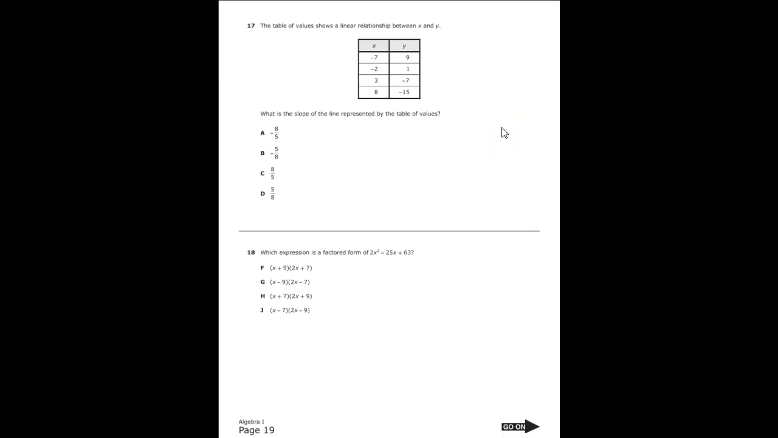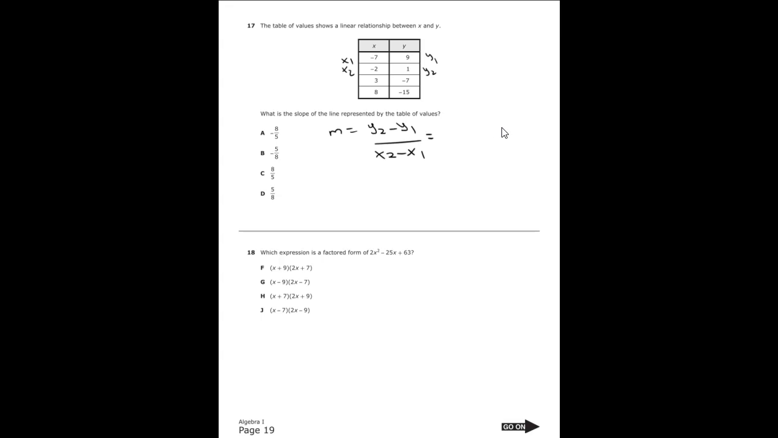The table of values shows a linear relationship between x and y. What is the slope of the line? Okay, rise over run, or y2 minus y1. Slope is y2 minus y1 over x2 minus x1. So we pick any set of points. Let's make this our y2, y1, x2, x1.